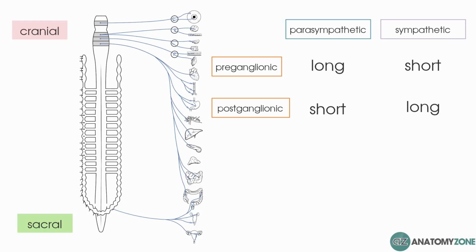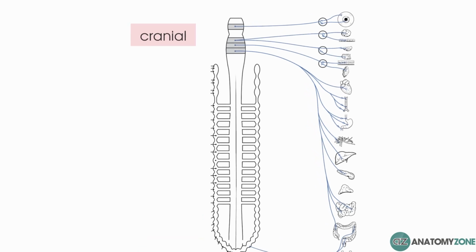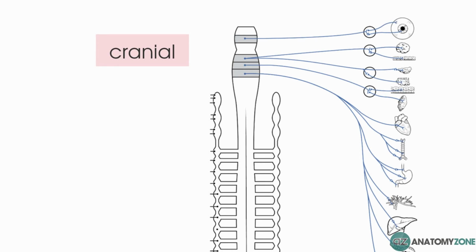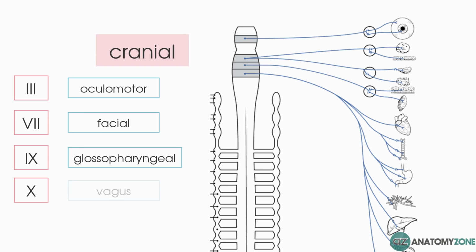So we'll look at the anatomy of the parasympathetic nervous system by first looking at the cranial outflow and then looking at the sacral outflow. So looking here at the top of this diagram, the cranial outflow of the parasympathetic component is found within nerves 3, 7, 9 and 10. So that's the oculomotor, the facial, the glossopharyngeal and the vagus nerve.